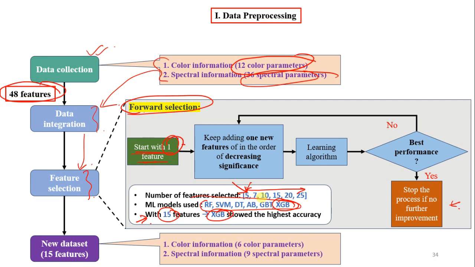Then again it will increase the features, it will go to 8, 9, that way. So ultimately, after running all these programs, it came up with the 15 features when the XGB was used. So we are not interfering. It is the machine which is telling us that these are the 15 features which gave us the best result. Exactly, it will do all the permutations and combinations. So from there, a new data set was created, which has a lower number of features compared to the original data set, which had 48. Here we had 6 color parameters and 9 spectral parameters.